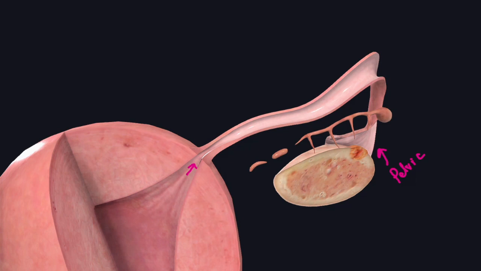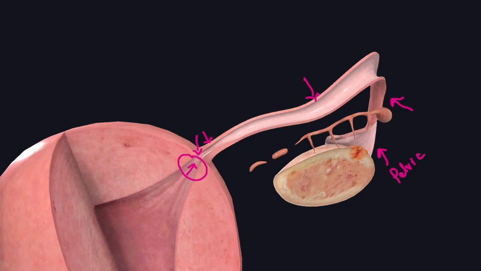It has four parts. From medial to lateral, you have the intramural part, then the isthmus, then the ampulla, and then the infundibulum. The ampulla is dilated, thin walled and tortuous, and occupies half of the total length of the tube. The uterine opening is narrow and communicates with the lateral angle of the uterus. The pelvic opening is wide, and it pierces the posterior layer of the broad ligament. Hence, the peritoneal cavity in females is an open sac.